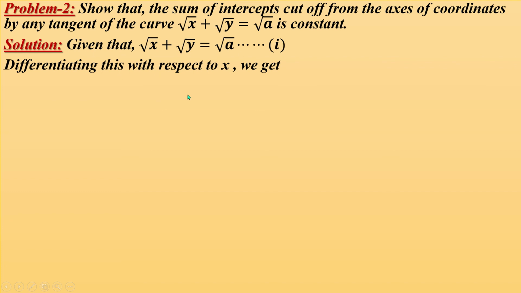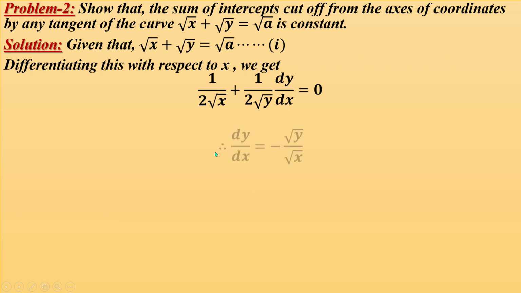Differentiating this with respect to x, we get 1 divided by 2 root x plus 1 divided by 2 root y into the derivative of y with respect to x equal to 0. Therefore, the derivative of y with respect to x equals minus root y divided by root x.